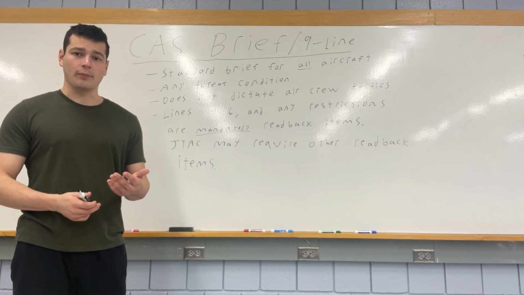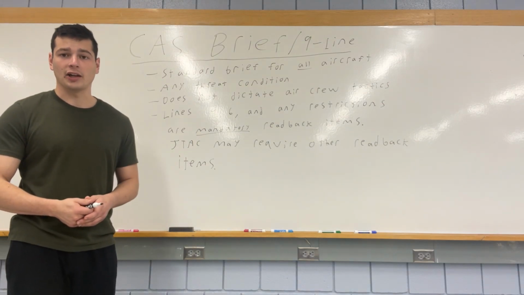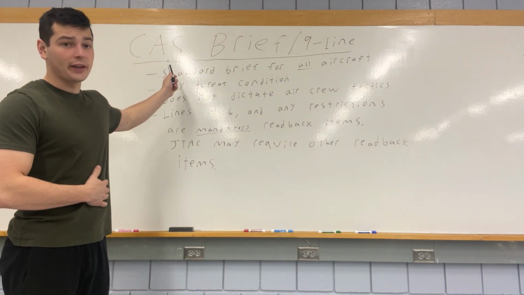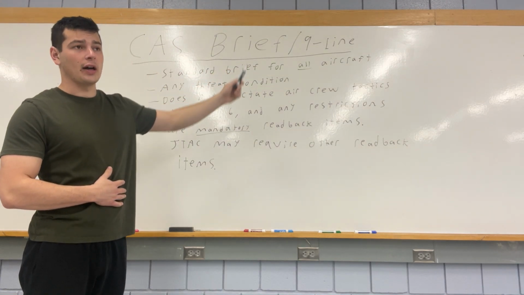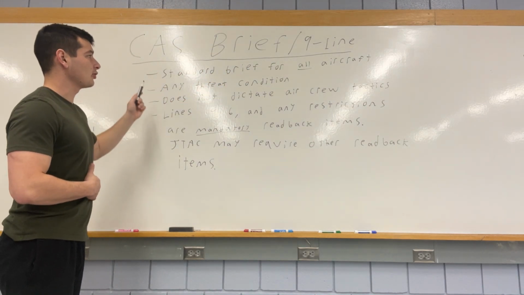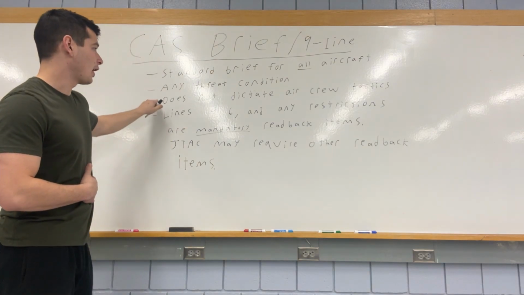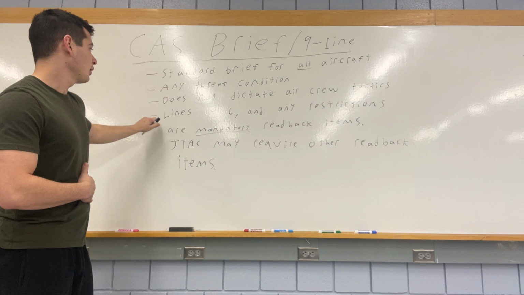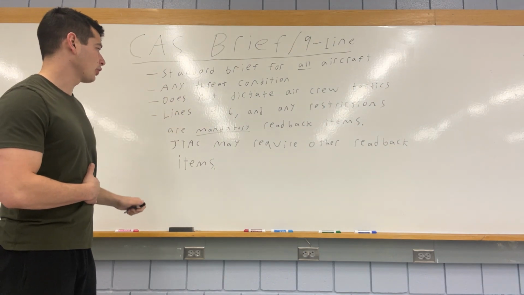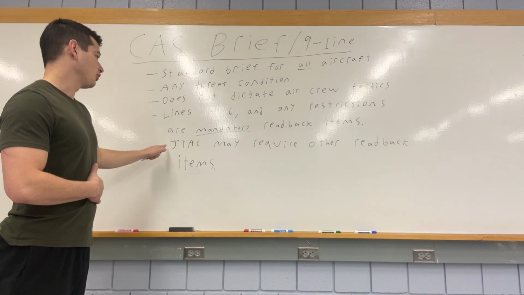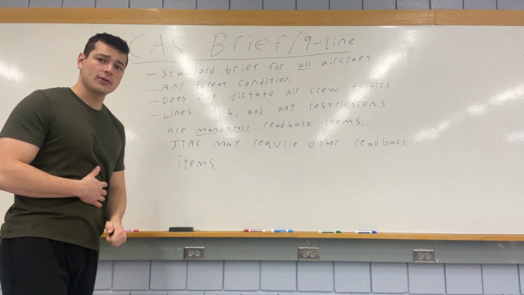The JTAC and the aircraft both have increased situational awareness about the CAS mission they're about to be conducting. Now we're gonna move on to the meat of the CAS, which is the CAS brief or the 9 line. This 9 line is the standard brief for all aircraft, regardless of threat condition. It does not dictate aircrew tactics. Lines 4, 6, and any restrictions are mandatory readback items from the aircraft to the JTAC. The JTAC may require other readback items.